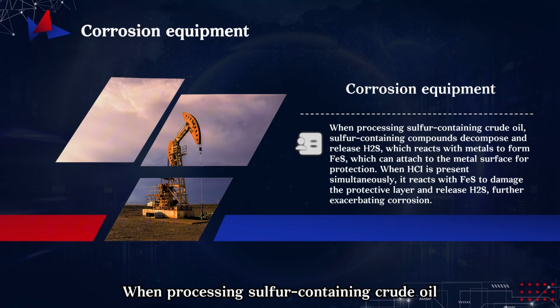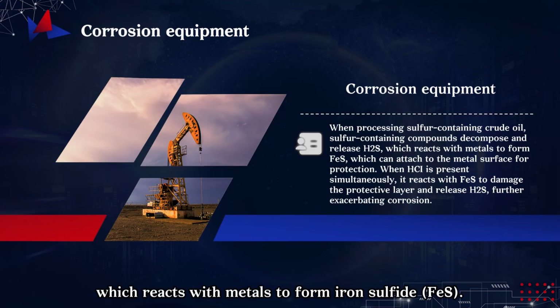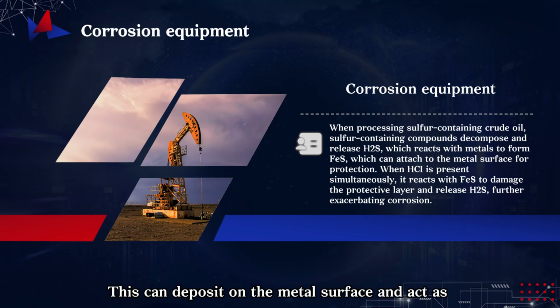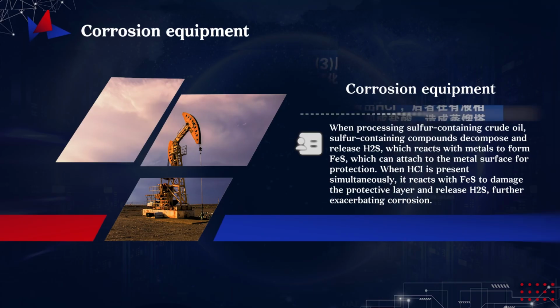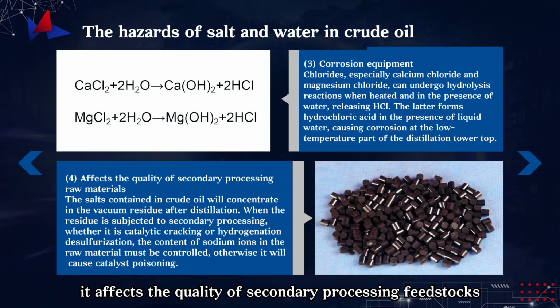When processing sulfur-containing crude oil, sulfur compounds decompose releasing hydrogen sulfide, H2S, which reacts with metals to form iron sulfide, FeS. This can deposit on the metal surface and act as a protective layer. When hydrogen chloride is also present, it reacts with the iron sulfide, destroying the protective layer and releasing hydrogen sulfide, further aggravating corrosion. Fourth, it affects the quality of secondary processing feedstocks.